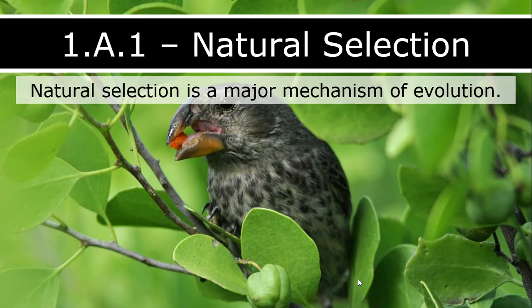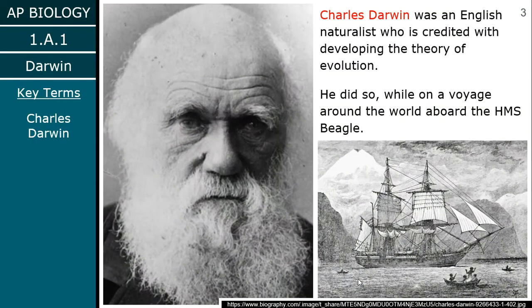But we are first going to move into natural selection. So this is a major mechanism of evolution. This is not the only way by which evolution occurs. Okay, but it is the one that you've heard of. This is the one that you know. You know that natural selection is the big one for evolution. This is how populations change over time.